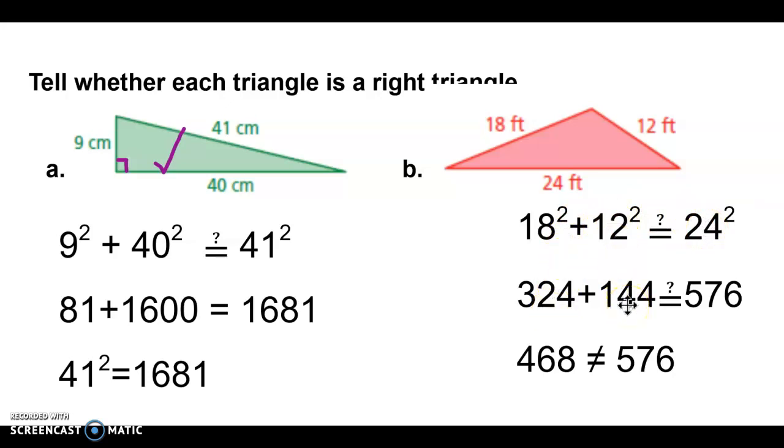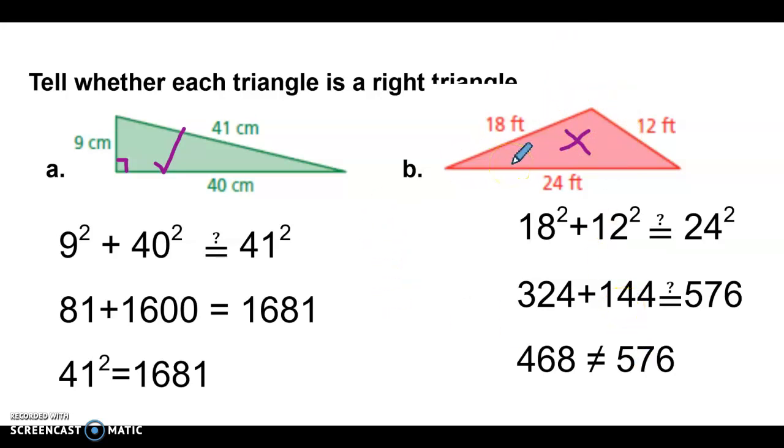Remember, I just put these in a calculator. 324 plus 144 equals 468. But 24 squared is 576. They're not the same. So this is not a right triangle. No, it's not. I won't put the symbol there because it's not a right triangle.